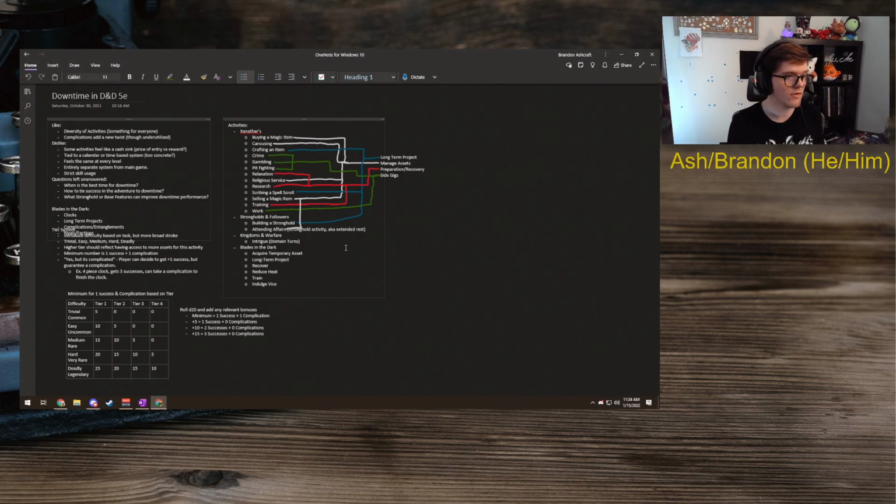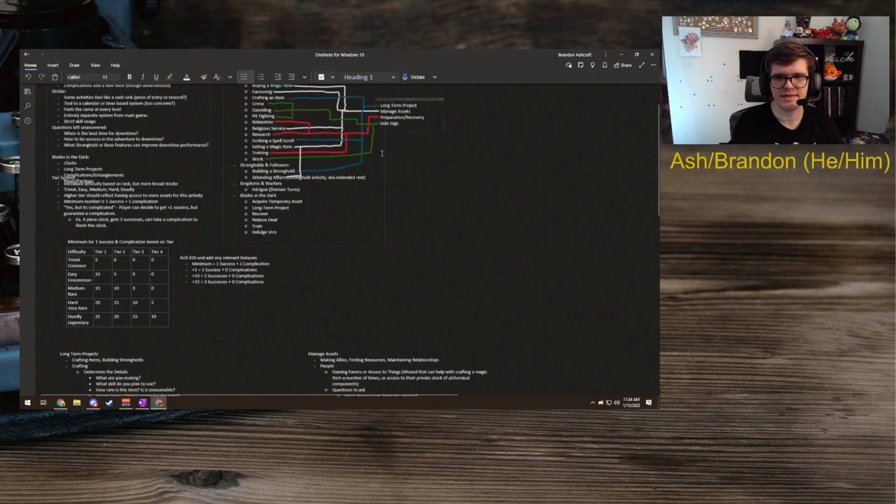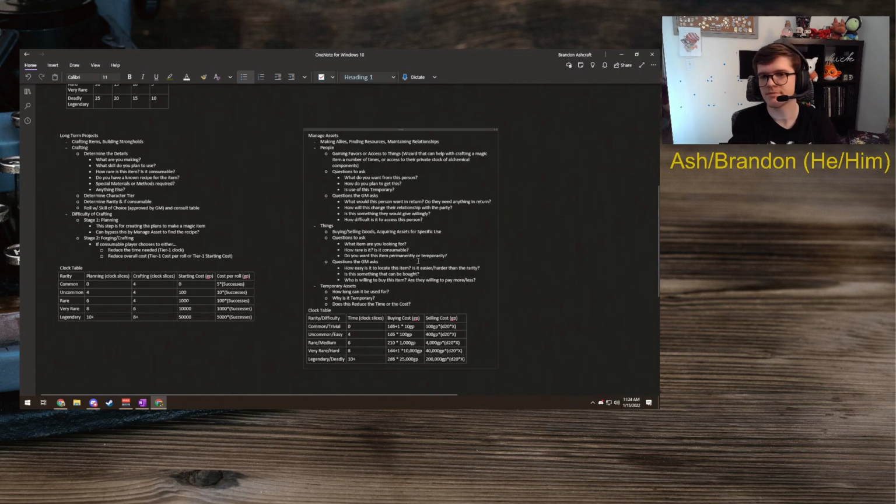Okay. So, we are working on Downtime in D&D 5th edition. We just finished up Manage Assets, at least our outline of it. I feel like once I throw this in layout, I'll be doing a lot more writing in terms of how to explain these things, and looking at the structure Blades in the Dark has, and comparing it to Xanathar's and seeing what that writing process looks like.